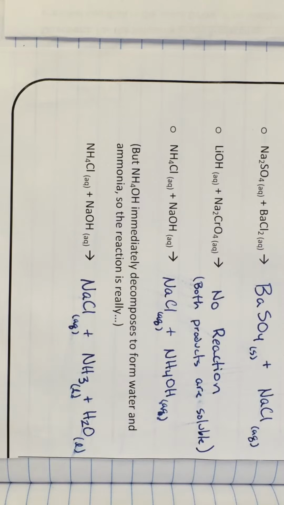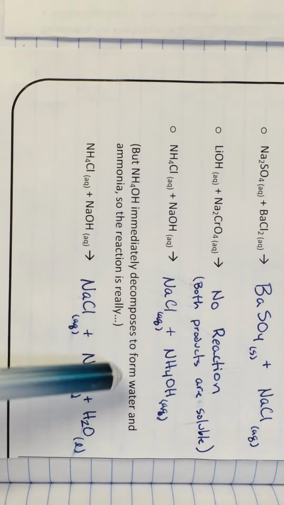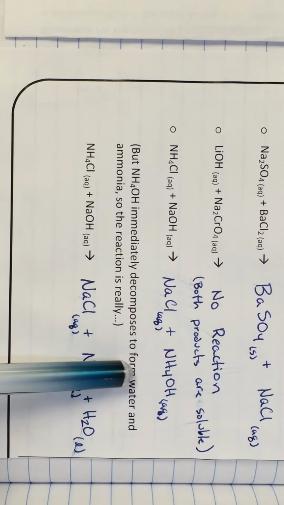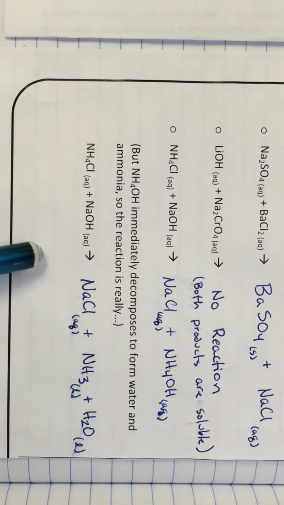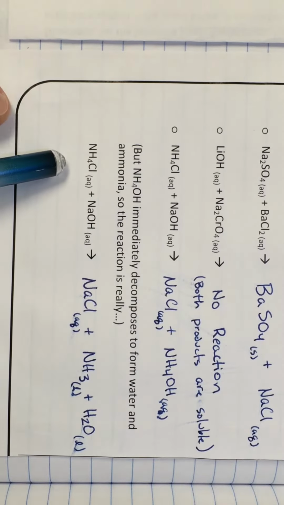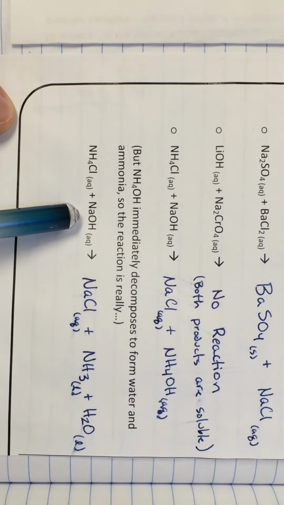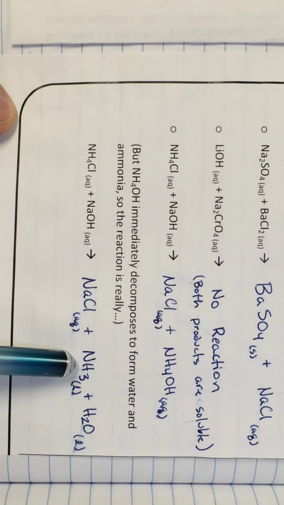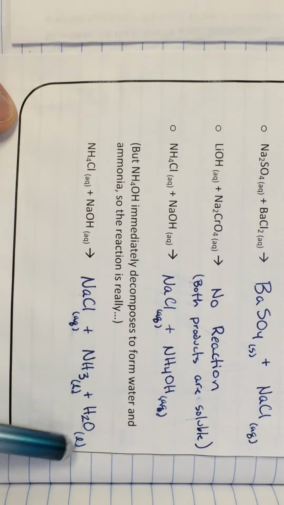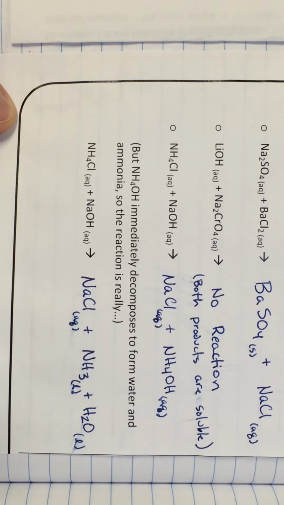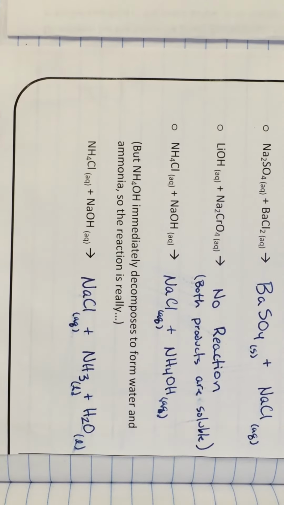So rather than staying in an aqueous solution, ammonium hydroxide will actually decompose to form those two products. So our real chemical equation is ammonium chloride plus sodium hydroxide produces sodium chloride, ammonia, and water. And because these are pure liquids, this is a chemical reaction.